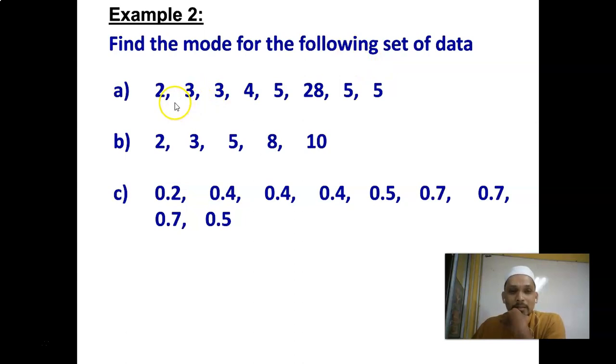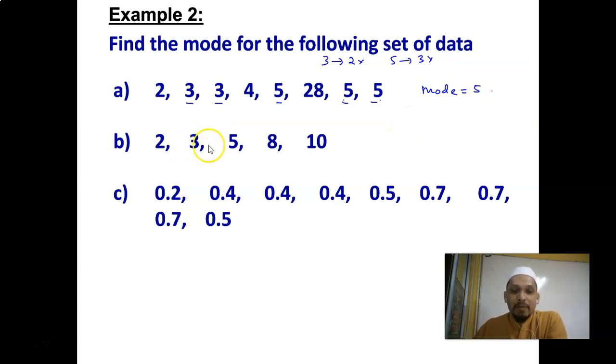So the numbers that occur most. 3 appears 2 times. 4, no, 5. 5 appears 3 times. So which number appears most? We call it the highest appearance here. It is 5, which is 1, 2, 3. 3 appears twice only. So then the mode is equal to 5.